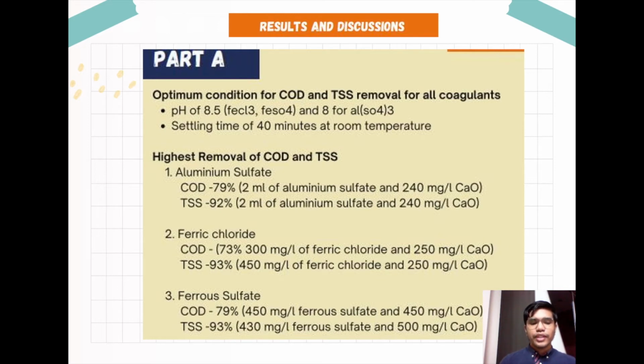From the experiment conducted, the highest removal for aluminium sulfate is 79% for COD and 92% for TSS. For ferric chloride, the highest removal can go up to 98% for COD and 93% for TSS. And lastly, for ferrous sulfate, the highest removal can go up to 79% for COD and 93% for TSS.